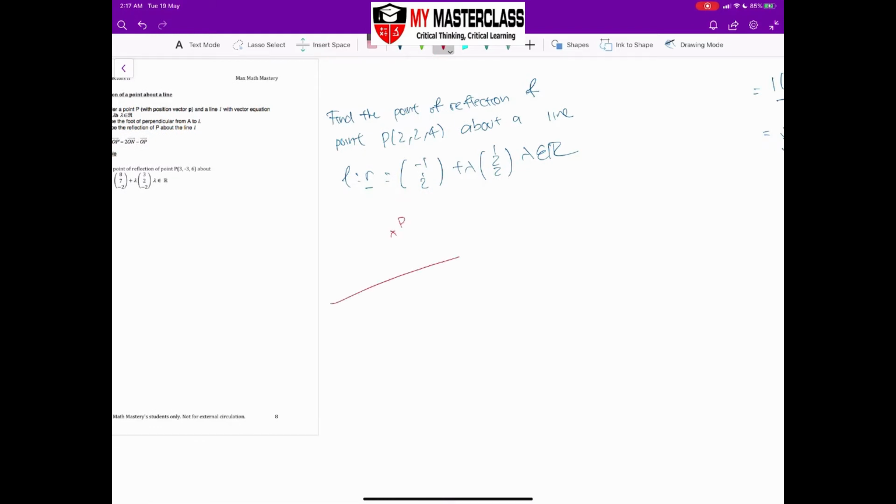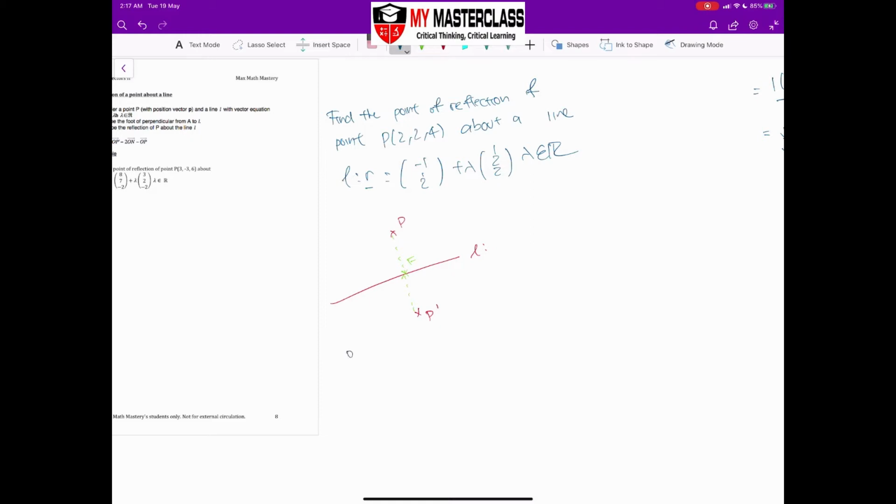Let's say this is my point P, this is my line equation, and the point of reflection about the line should look like this. This is my point P prime, which is the reflected point. Once I'm done, I need to go and find my foot of perpendicular first. And you do realize that PF and FP prime, the distance is the same.